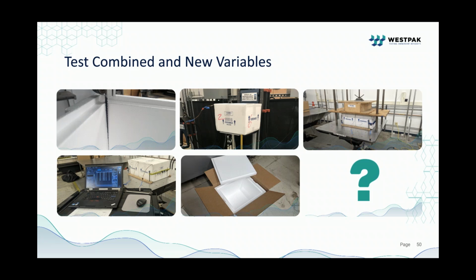Even though ambient packout was 1% and distribution was another 2%, I'm guessing it's not a linear relationship where you could just go 1 plus 2 is equal to 3. I'm guessing it might degrade maybe 5 or 6, but at the same time, we don't know. So the next thing that we really want to do is that we want to combine variables, and we also want to think about new variables.